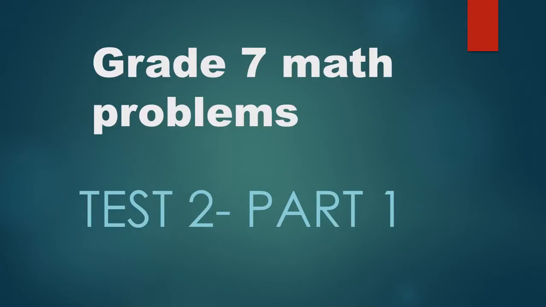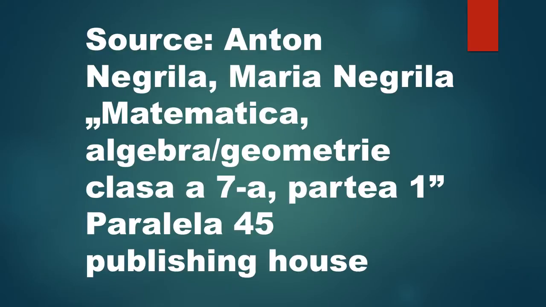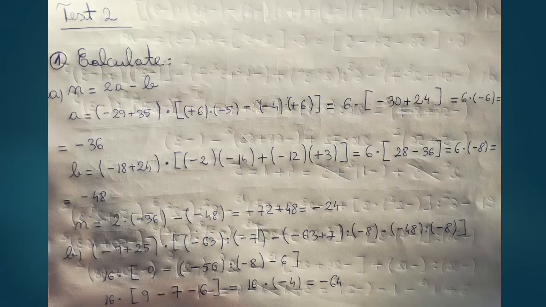In this video, I shall present another set of 7th grade mathematics exercises and problems taken from a 7th grade mathematics workbook. Test 2, exercise number 1, calculate. Point A, N equals 2A minus B.